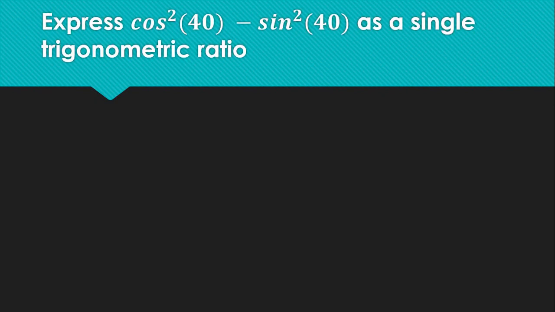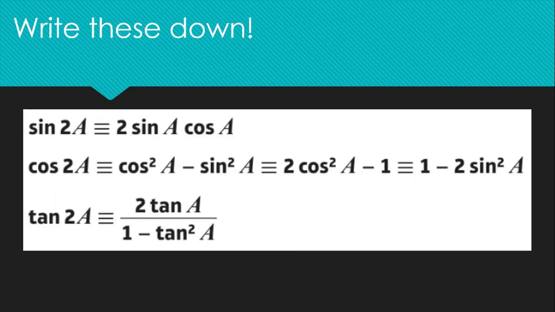Okay. Here's an application. You're going to see 3 applications during this lesson before I give you some stuff to do. So you've got cos squared of 40 minus sine squared of 40 is a single trigonometric ratio. Well, let's take a look back at these. Cos squared of 40 minus sine squared of 40. It's clearly to do with that, isn't it?